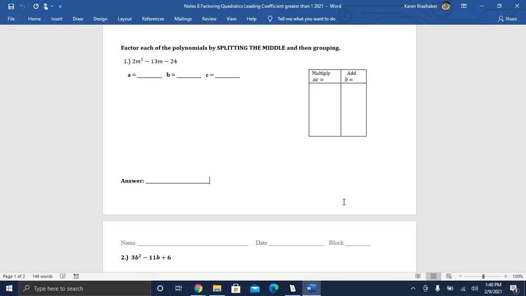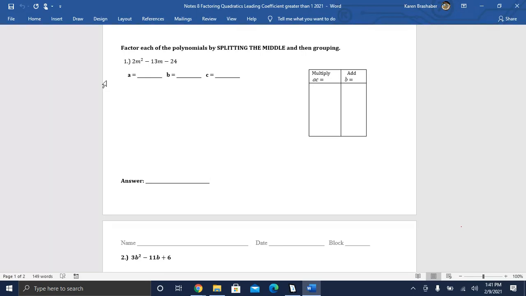So for the first one, we have 2m to the second minus 13m minus 24. So we'll, as always, look to see, can we divide each term by some number? And I see the 2 and the 24, so I might want to check 2, but 13 won't divide by 2. Not all the terms have an m in them, so I do not have any common factors, and therefore I need to proceed to getting the a, b, and c.